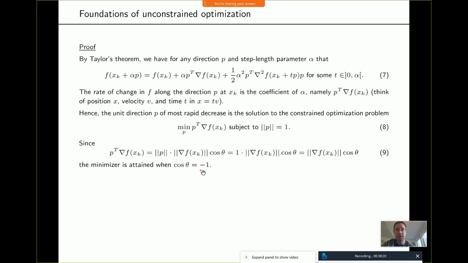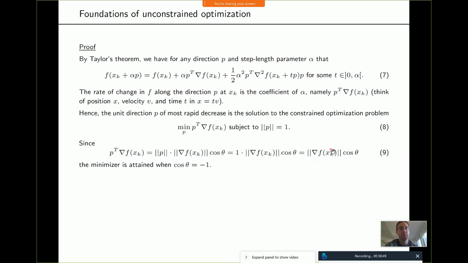If you're not happy with that, look up the angle between two vectors, and then you find exactly this formula. Now, one thing that we know in this formula is that the length of the vector p is 1. So we can already take out this norm here, and then just look at the gradient norm. And so then we end up with this.